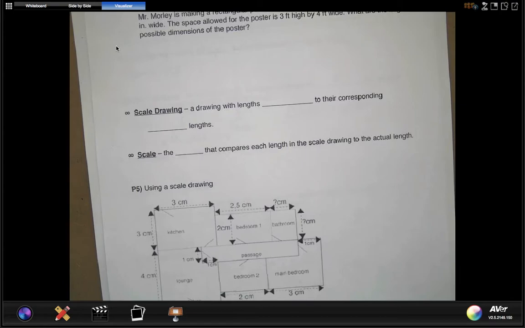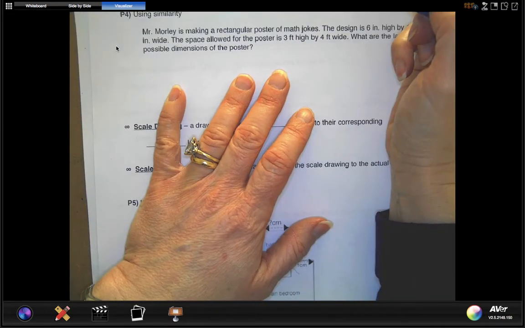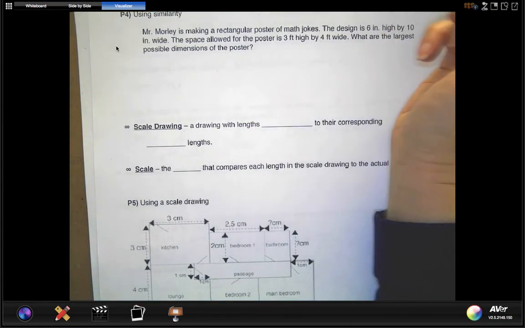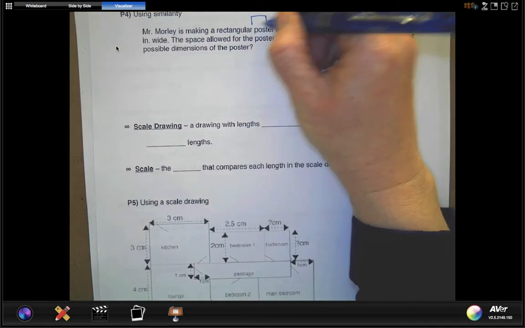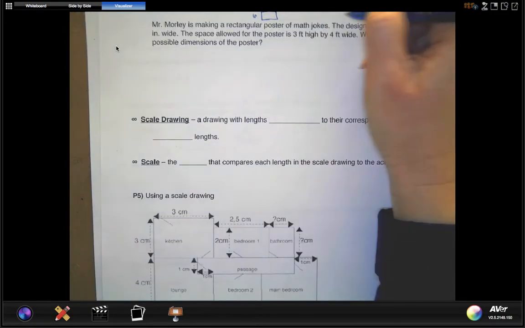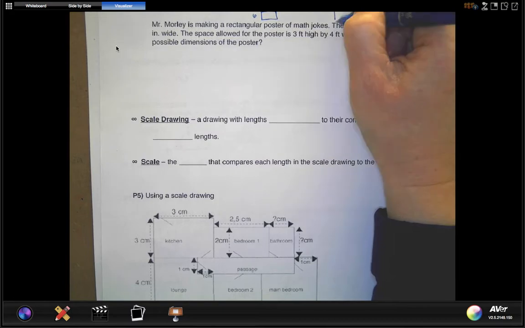All right, in this example, we're scaling things up here, okay? So Mr. Morley is making a rectangular poster of math jokes. The design, so he has it on paper, it's only 6 by 10 inches. But he can blow it up to 3 by 4.